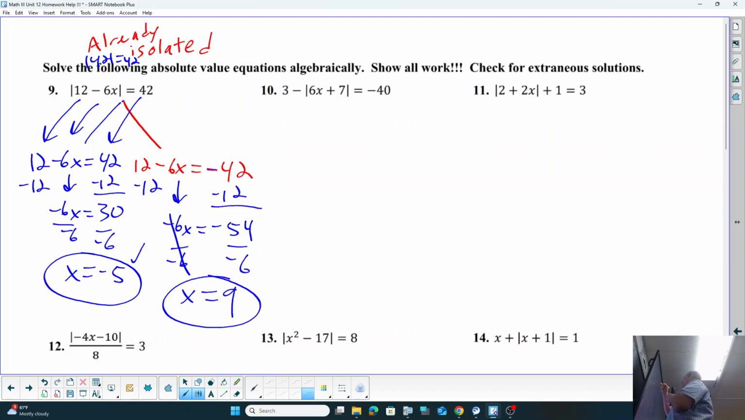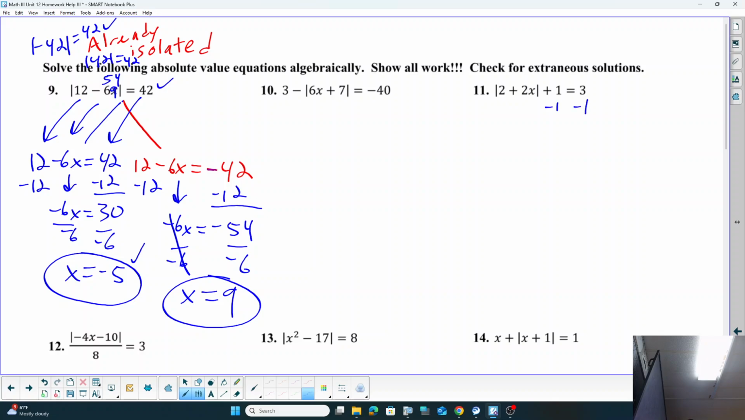So if you plug a 9 in there, 9 times 6 is 54. 12 minus 54 is negative 42. And the absolute value of negative 42 is positive 42. So that one works. Nice. Try number 10 now.